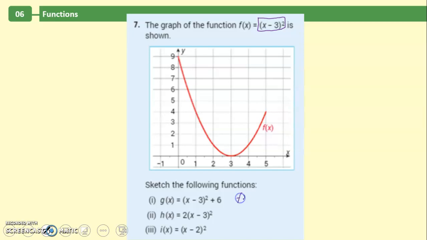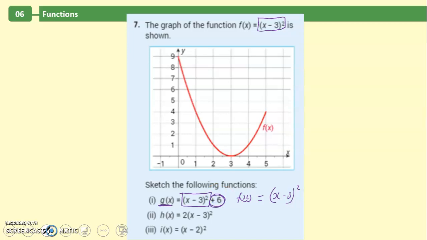The first thing I'm going to do is write down alongside it the original function, which was x minus 3 all squared. I now have to look and see how that original function has changed in order to become g of x. The first bit is exactly the same as the original function, x minus 3 all squared. The only difference is I've added on a plus 6.